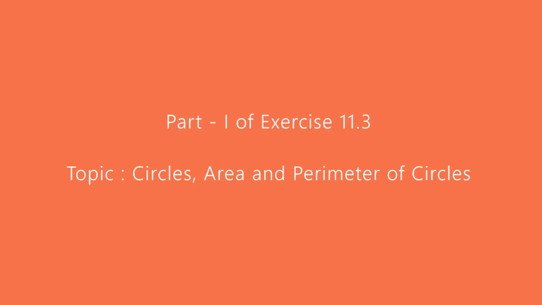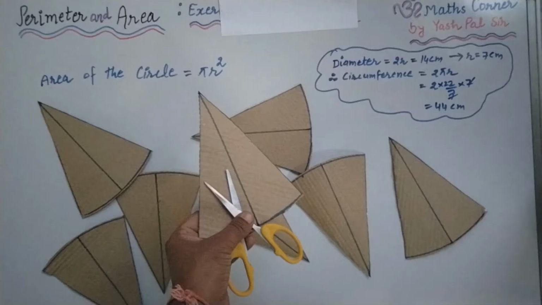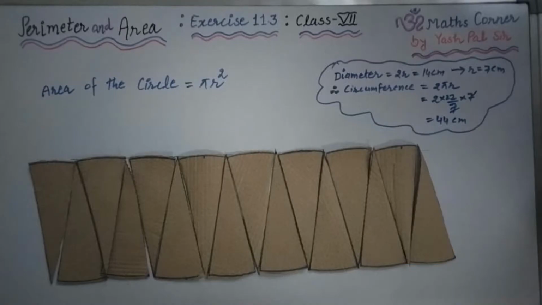Today, the chapter is Perimeter and Area. The topic is circles. Exercise 11.3, the first part of the video we are going to discuss here. In this video, the basics of the circle we are going to discuss. Two activities we are going to perform. One is in connection with finding the area of the circle, the wonderful activity. Very interesting activity. You will like this.